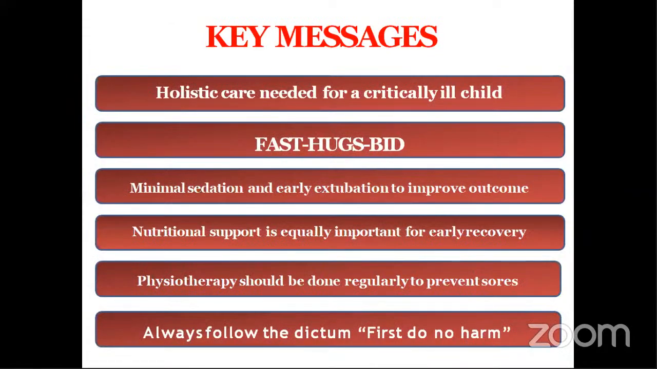So the key messages were: understand that holistic care is needed for a critically ill child. Very easy to remember, the aspects you have to take care of are FASTHUGS. Prepare a checklist. Train your nursing staff and your ICU staff to use it. Use it on your daily rounds. Train them to use it at the beginning of every shift. Give minimal sedation to your patients.